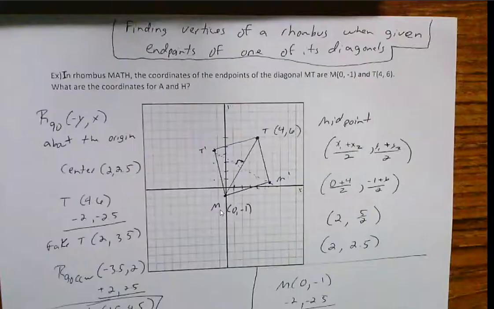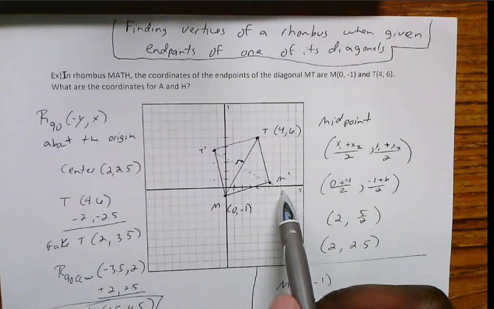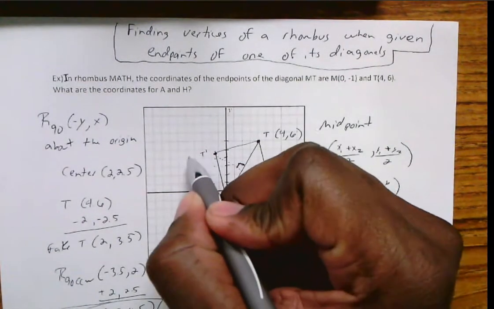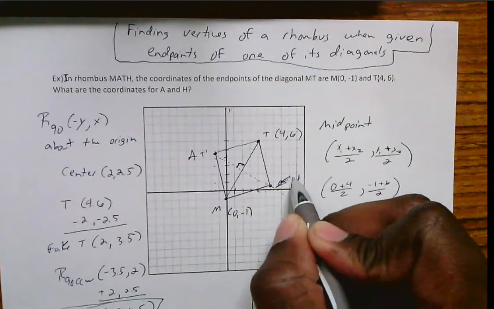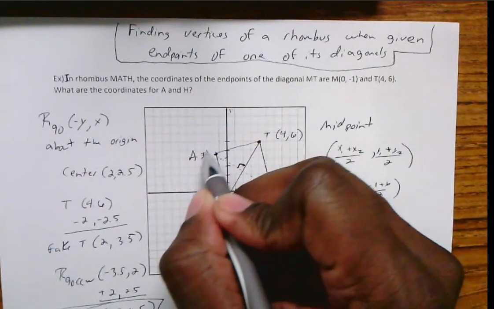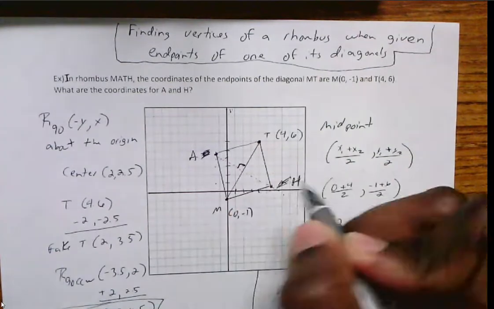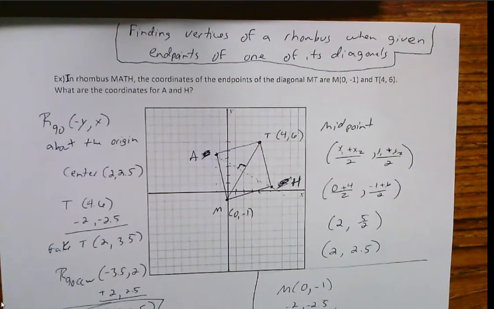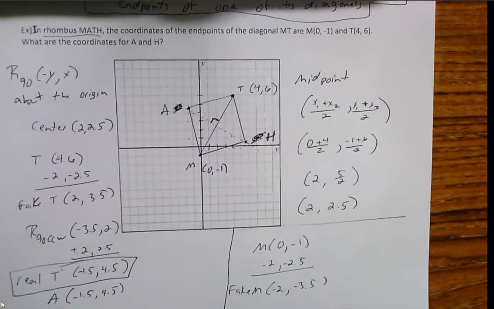Now, keep in mind, the parallelogram isn't called MT prime, T M prime. The parallelogram is really called MATH. So that T prime is really A, and M prime is really H. So I'm going to mark those off so I don't need those titles anymore. So this is the parallelogram MATH. And it looks to be a square. And more specifically though, let's get clear.